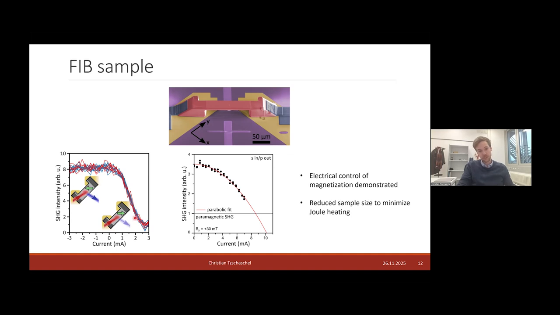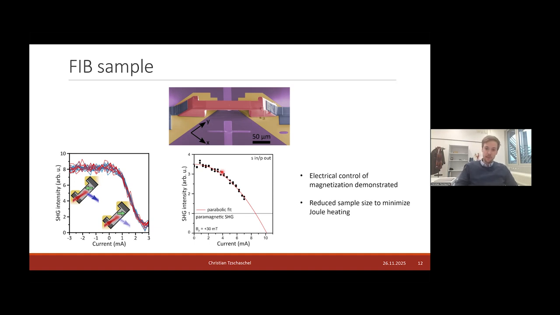There's no hysteresis, presumably due to some built-in strain or shape anisotropy of this structure that favors one magnetic state. But we see that with the 3 milliamps that we pass maximally in this experiment, we barely have any heating effect, meaning that at least heating is not relevant for the control of the magnetic state.